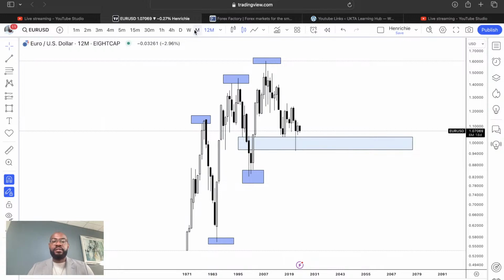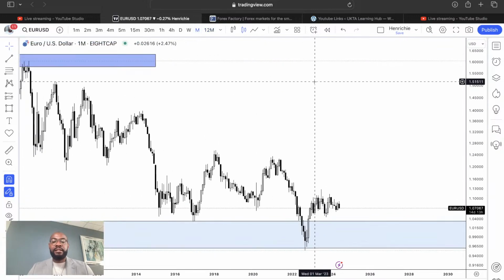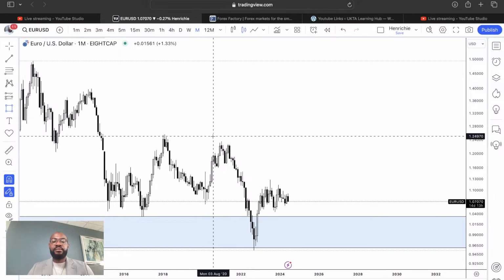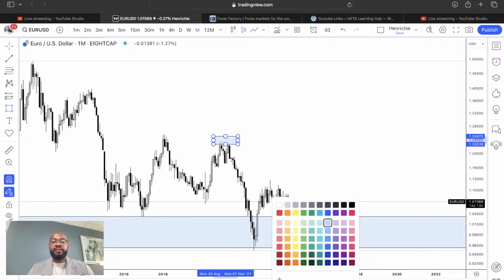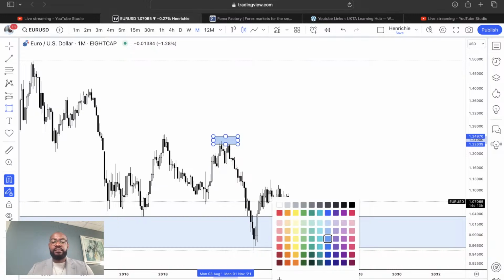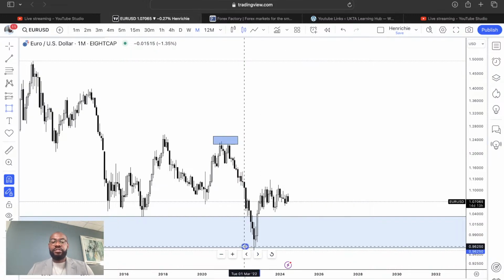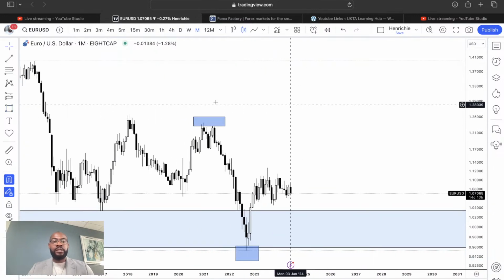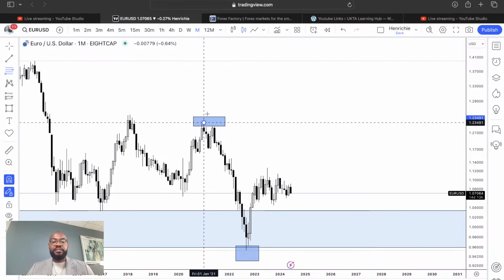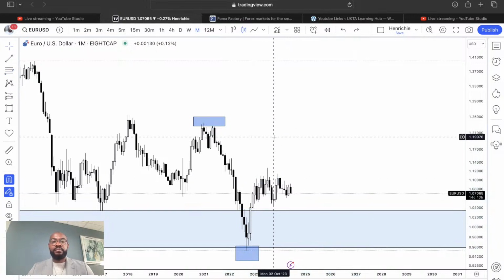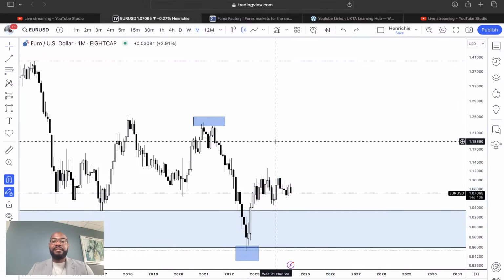After that mitigation, we go to monthly. On the monthly time frame, we're still within this range high and this range low. If you use the Fibonacci from the low to the high, you can see we're still at a discount zone, not extreme discount.